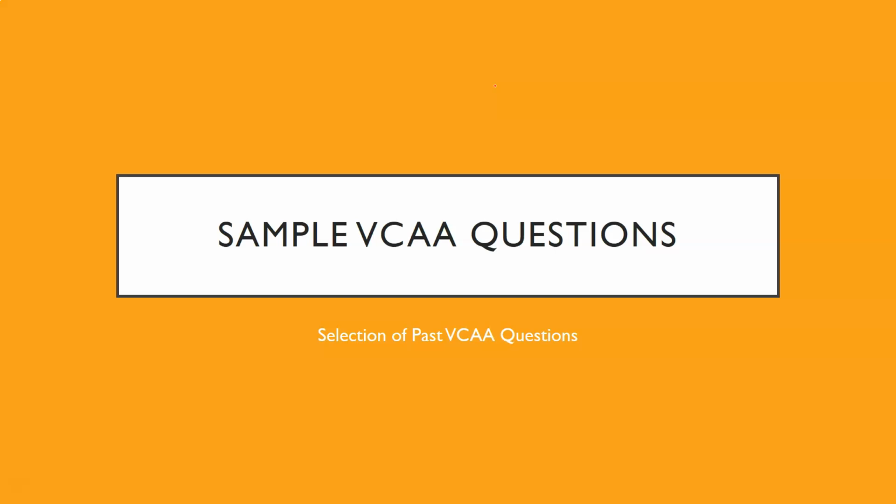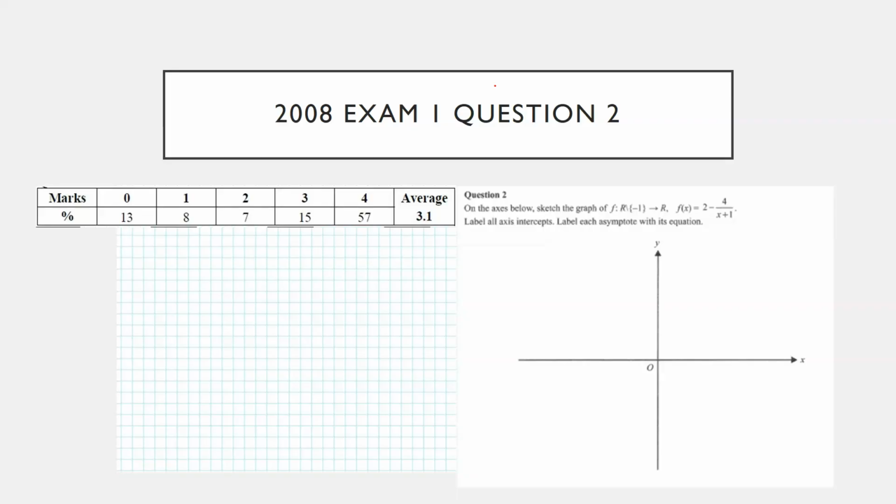So let's move on to some sample VCAA questions to see how what we've learned can be applied. First, let's consider the 2008 Exam 1, Question 2. In this question, you are asked to sketch the graph of f, going from the reals not including negative 1, to R, of f of x equals 2 minus 4 over x plus 1. You're asked to label all axis intercepts and to label each asymptote with its equation.